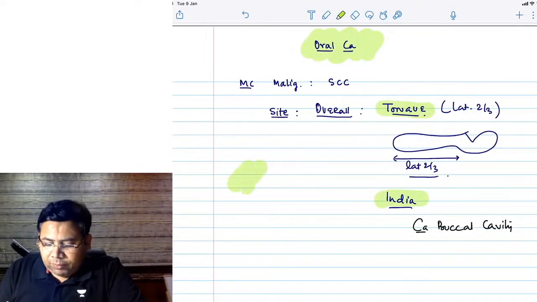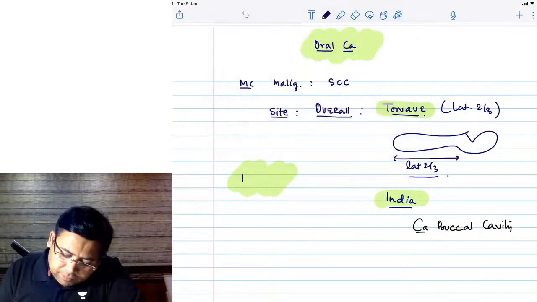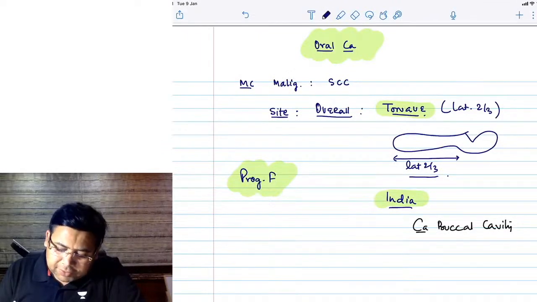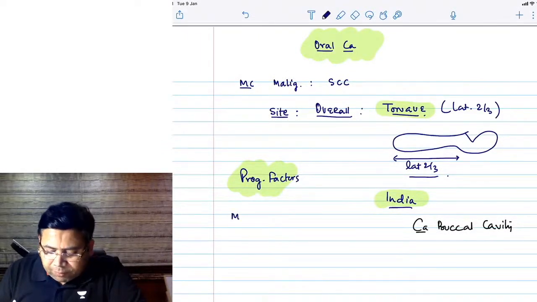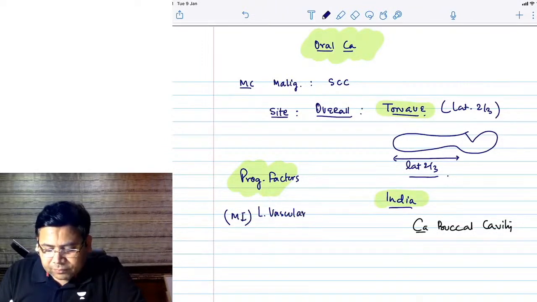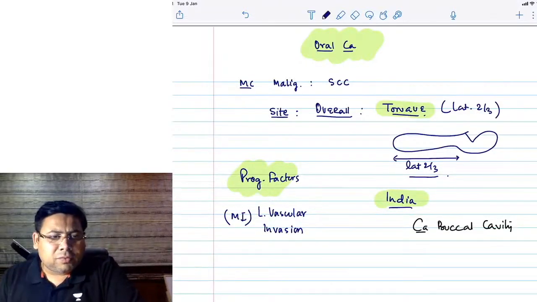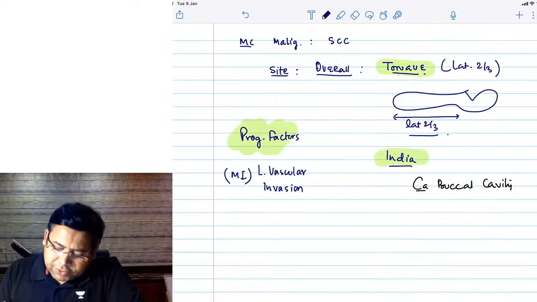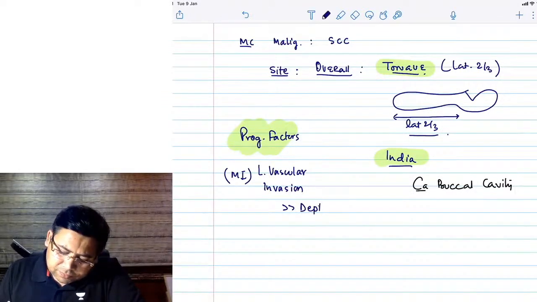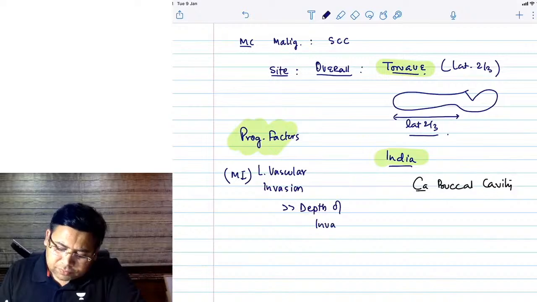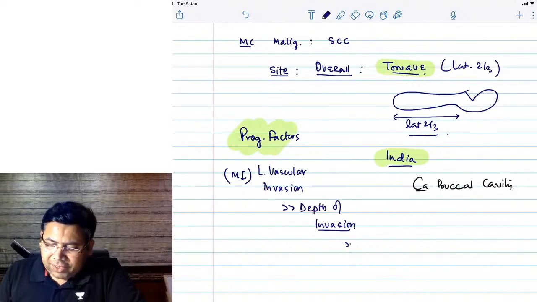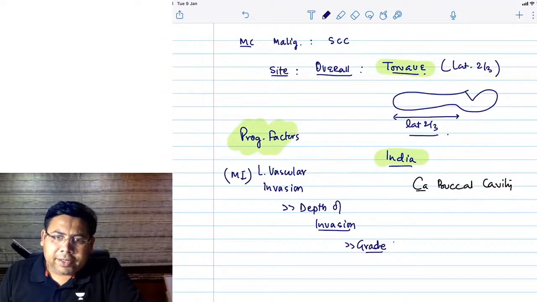Then, what about the prognostic factors? The most important is lymphovascular invasion. Lymphovascular invasion is the most important. You can say gingivobuccal sulcus also. So lymphovascular invasion is greater than depth of invasion. Then we have grade also. Yeah, grade, mitotic count, all those things.